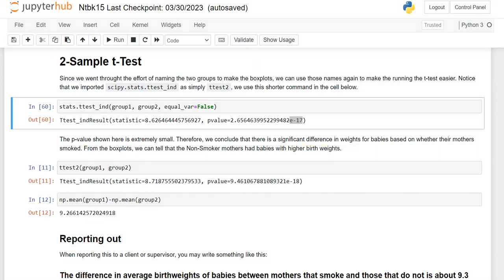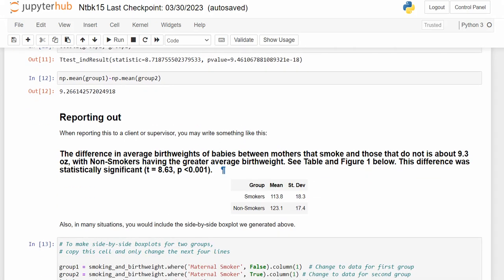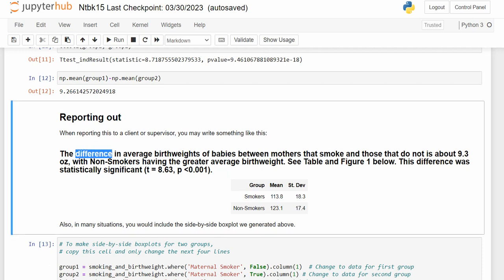And reporting out is going to look very similar to what we've seen in the past. We do have evidence for a difference in average birth weights between these two groups. And the greater average is in the non-smoker group. The difference is statistically significant, and p is actually far less than 0.001. So we have a very significant result. We have very strong evidence that the average birth weights are different.